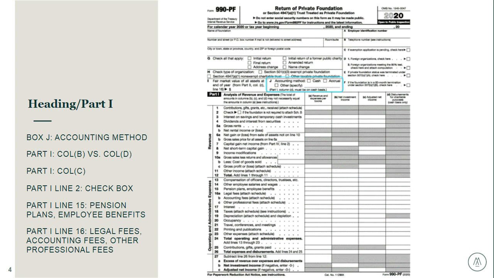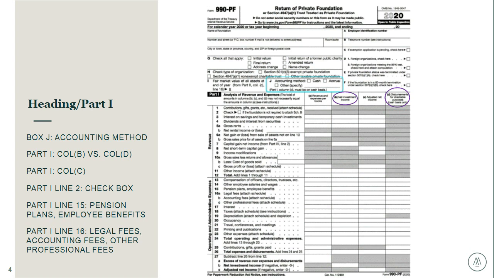Okay, on to Part I, analysis of revenue and expenses. Column A, revenue and expenses per books, that's book income, which should conform to the financial statements, whether they're your internal financial statements or audited external statements. Column B is net investment income. Expenses related to investments are allocated here.